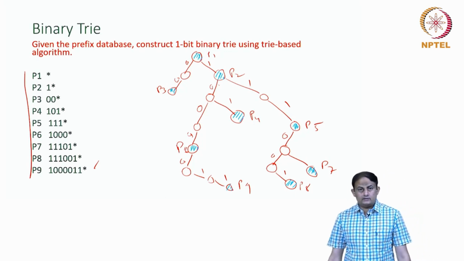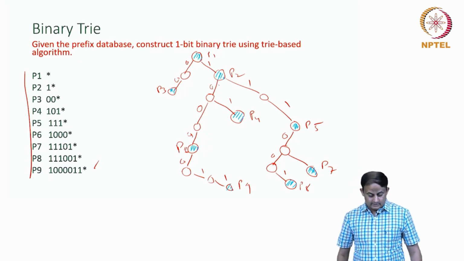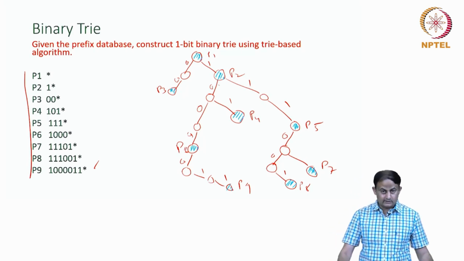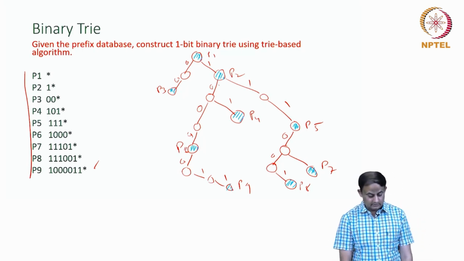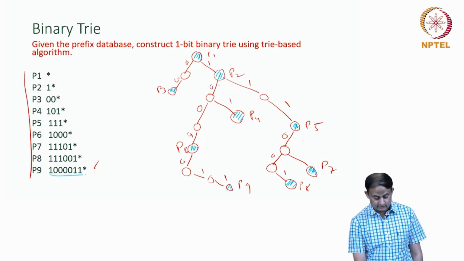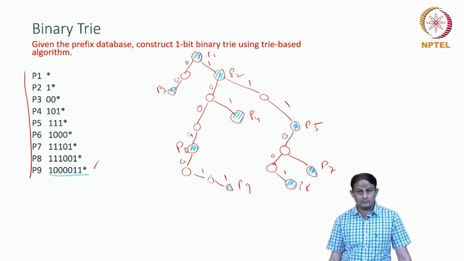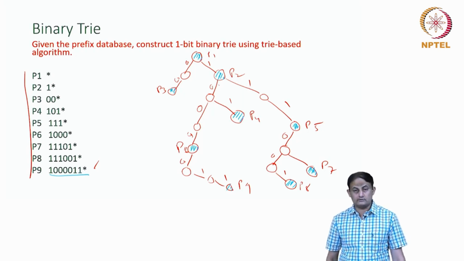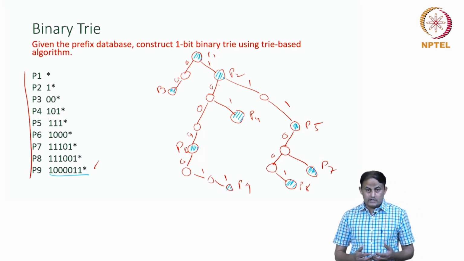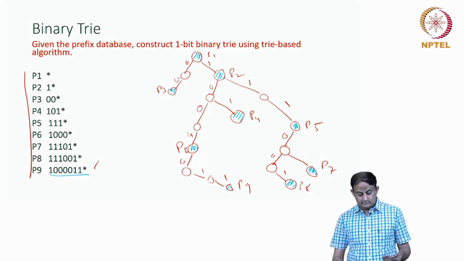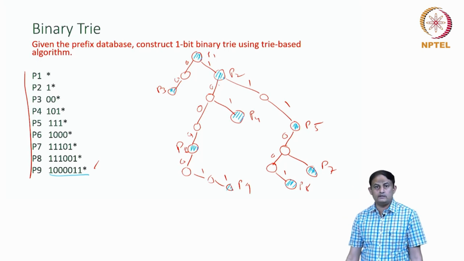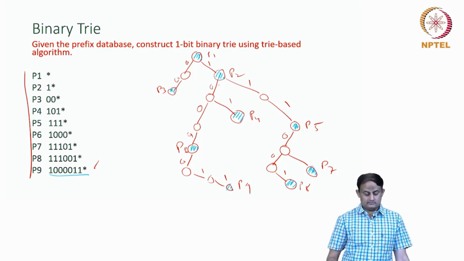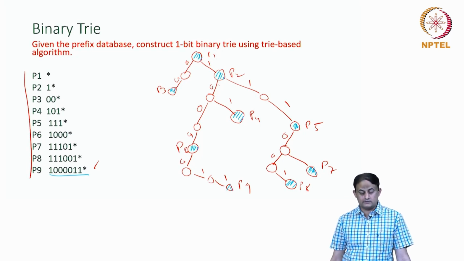A little bit about the height. The height of the trie depends on the length of the prefix. Here P9 has 1 followed by 4 times 0 followed by 11, which corresponds to the longest prefix in this trie structure. So you require that many pointer accesses in this trie to find out the next hop router when you make the routing decisions.